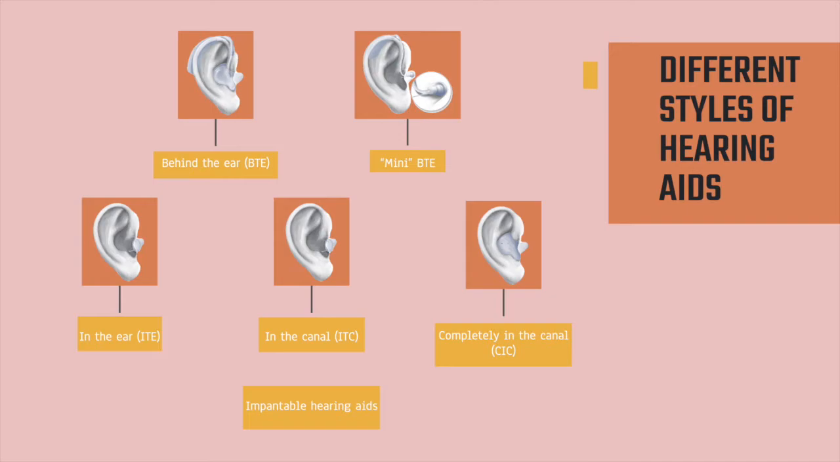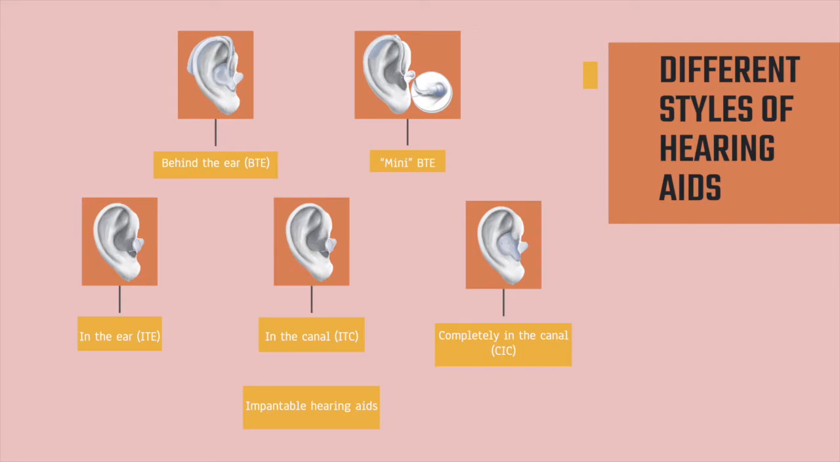Third, canal aids. Canal aids fit into the ear canal and are available in two styles. First, the in-the-canal or ITC hearing aid, which is made to fit the size and shape of a person's ear canal. And second, a completely-in-canal or CIC hearing aid, which is nearly hidden in the ear canal. Both types are used for mild to moderately severe hearing loss.